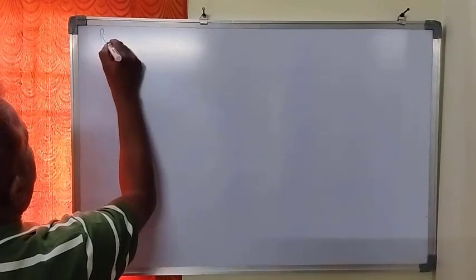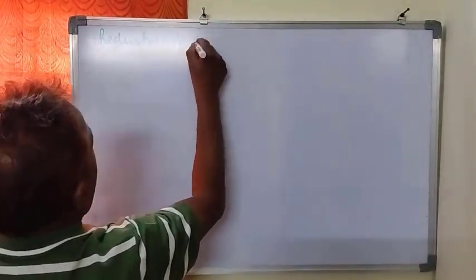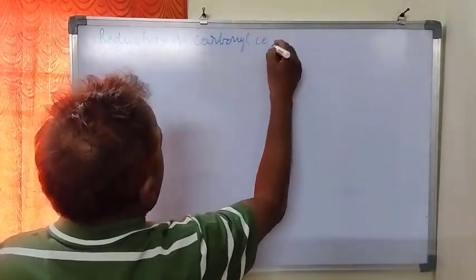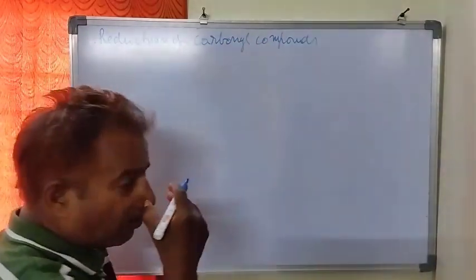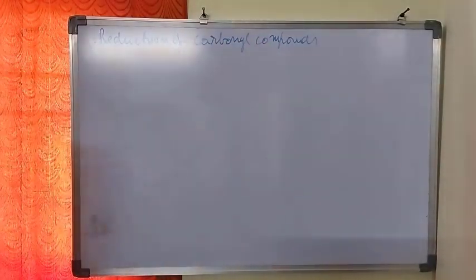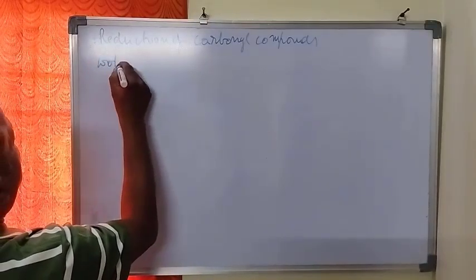Then the next type of reaction is reduction of carbonyl compounds. Carbonyl compounds means aldehydes or ketones. So the first one in this is the Wolff-Kishner reduction.